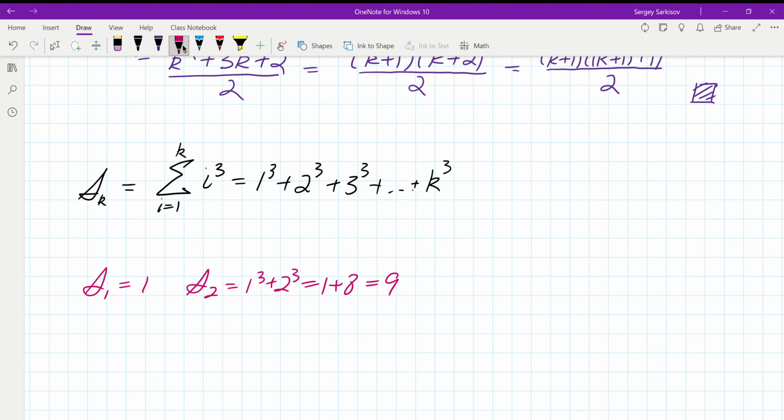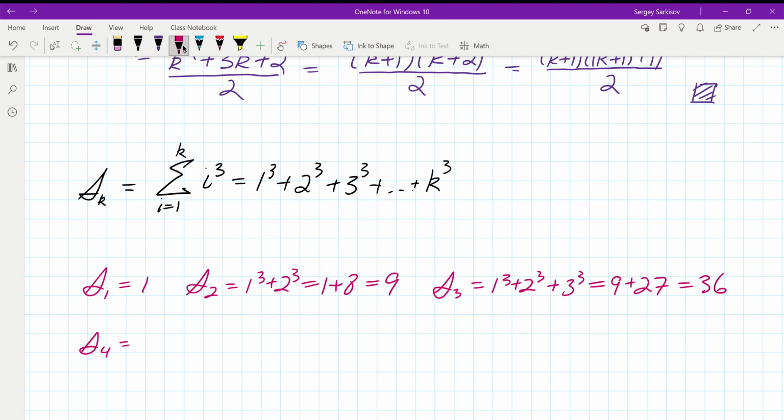Okay. S3, what is S3? It's 1 cubed plus 2 cubed plus 3 cubed. That's the 9 that we had plus 27, right? And that's equal to 36. Notice some patterns in these numbers. I'm noticing 1, 9, 36. Interesting, okay? Let's do S4 and S5.